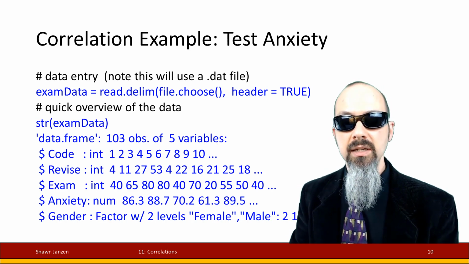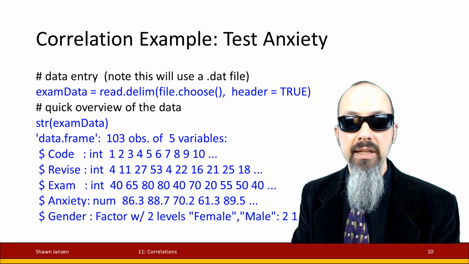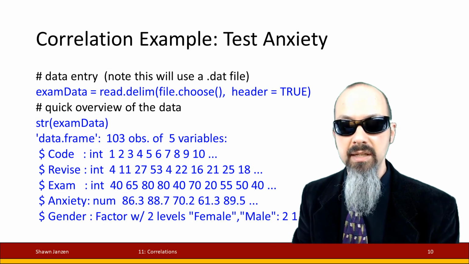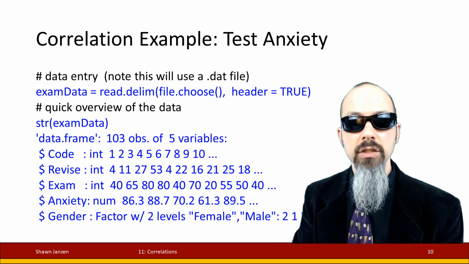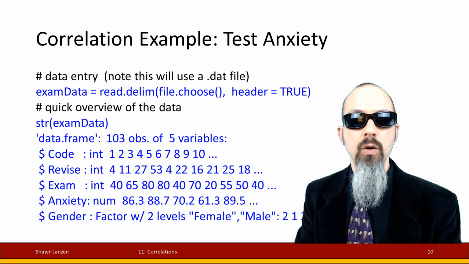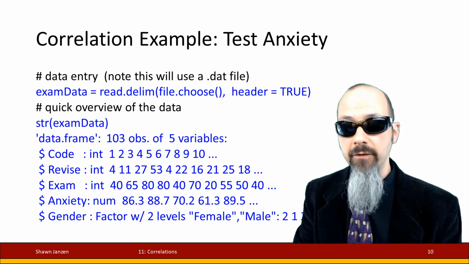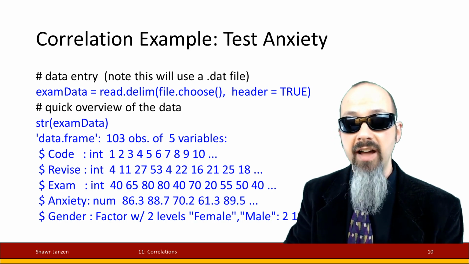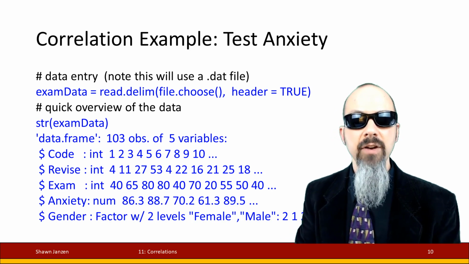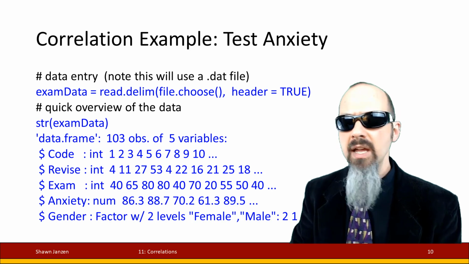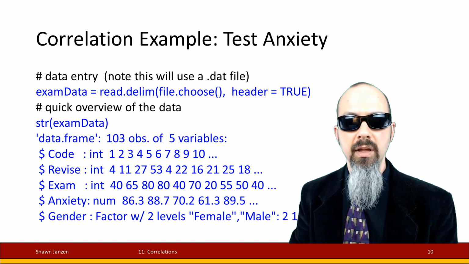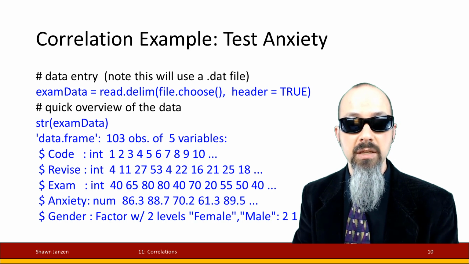I'm assigning it to an object I'm calling examData, with a capital D on Data. I'm going to run str on this, and this is going to give me a quick look at what variables are inside this data frame. I can confirm it has 103 observations across the 5 variables I mentioned. It adds a variable called code I didn't mention before. That's just a tracking number, a unique identifier for each of the participants.